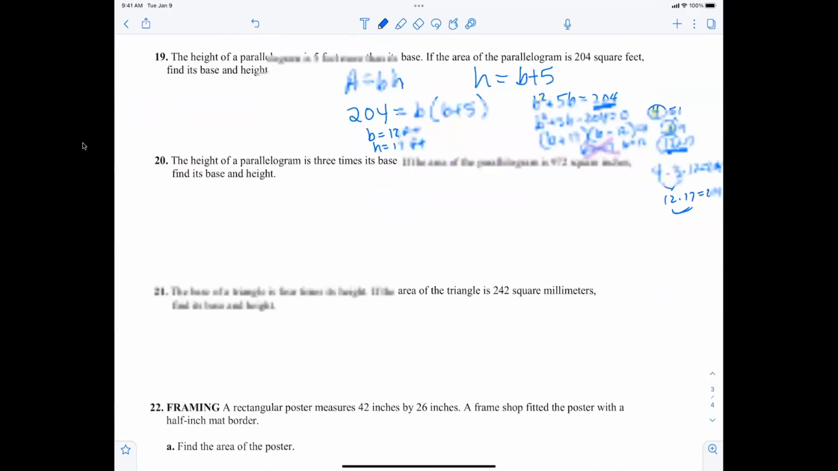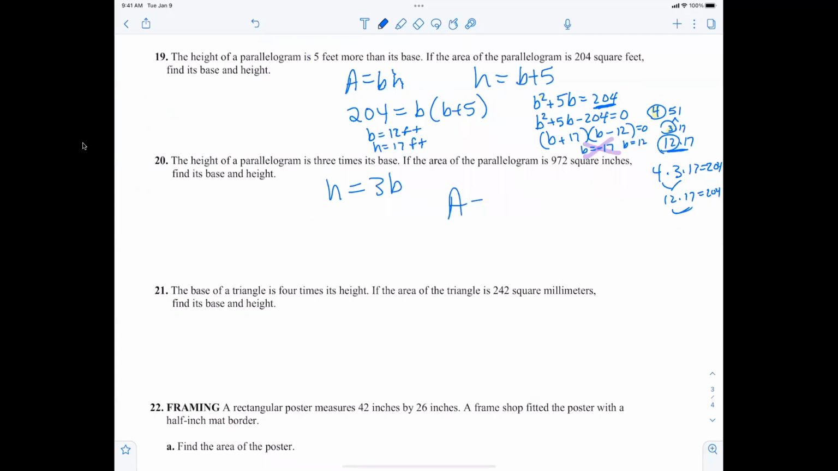All right, the height of a parallelogram is 3 times the base. So H equals 3B. What's the formula for area of a parallelogram? Area equals base times height. What was our area? So 972 equals base times 3B. So 972 equals 3B squared, and then solve that. All right, go ahead and solve that. Not now, tonight.